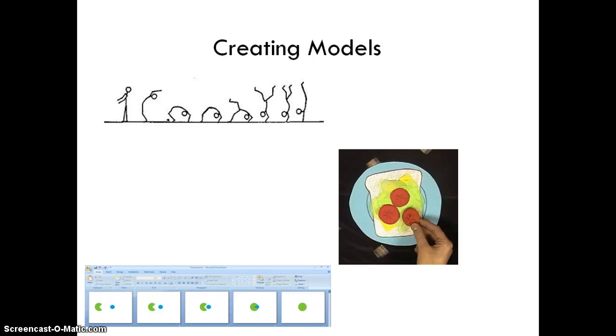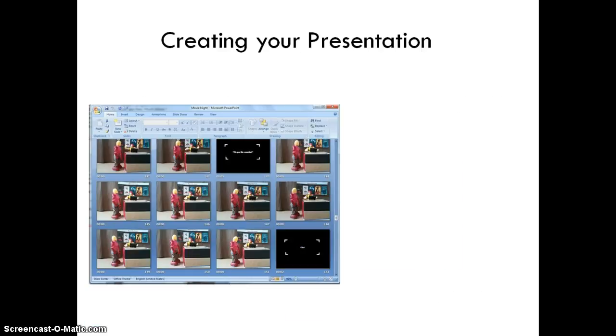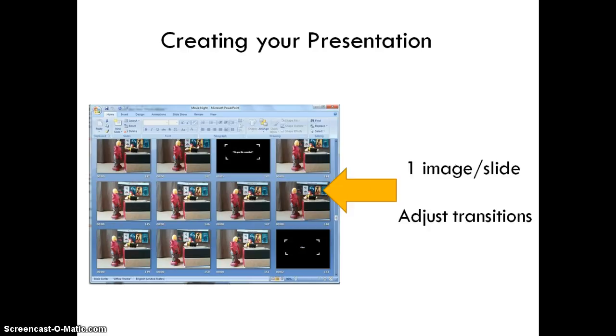Now you can do this in a bunch of different ways. The first way is you can actually draw. So you can draw a series of images that are going to show the different processes that you are discussing. You could use physical objects and you can manipulate them. For both the drawing and the manipulated objects to create your models, you would also need a camera to take pictures. Or you could create slides of your processes as well. In order to create your presentation, you can use either PowerPoint or your Google Slides, and basically each slide needs an image, and you can adjust the transition time to allow the presentation to look as though the objects are moving.